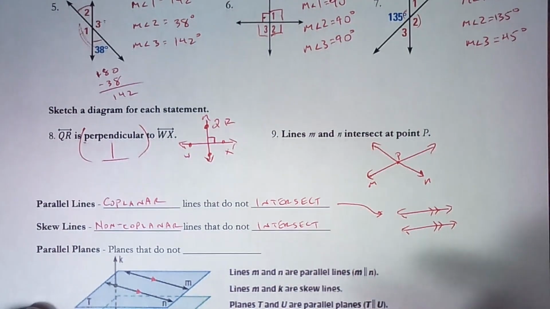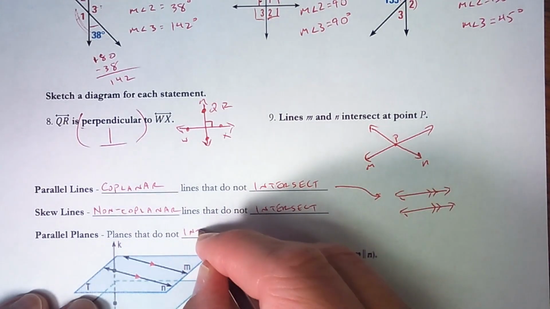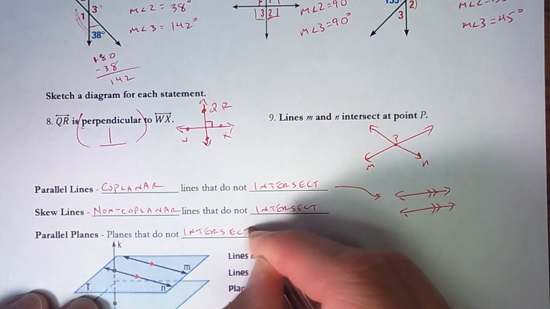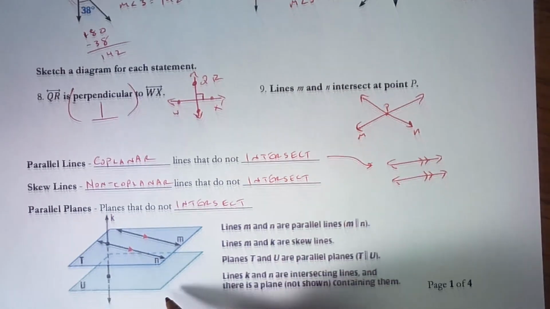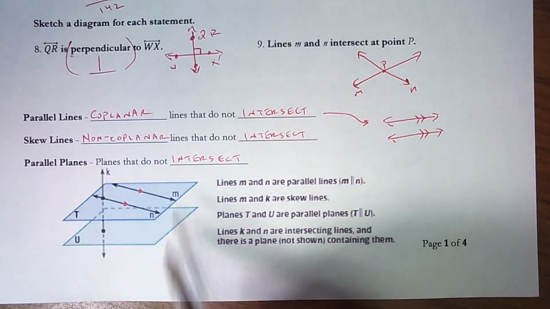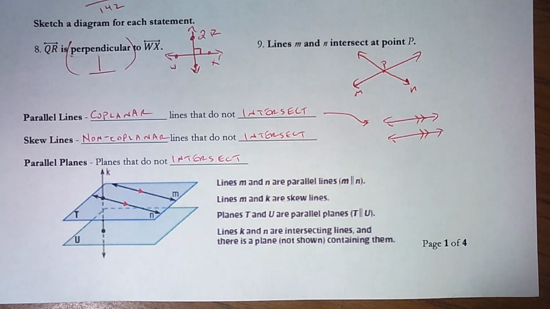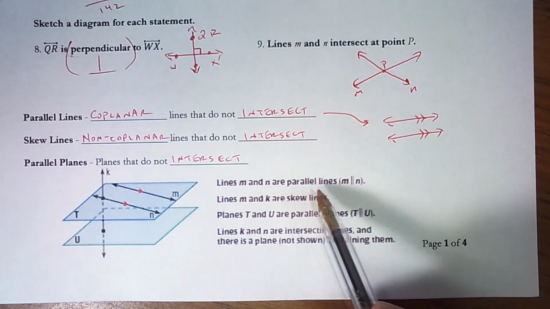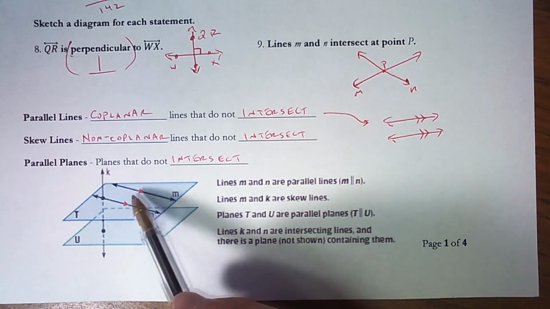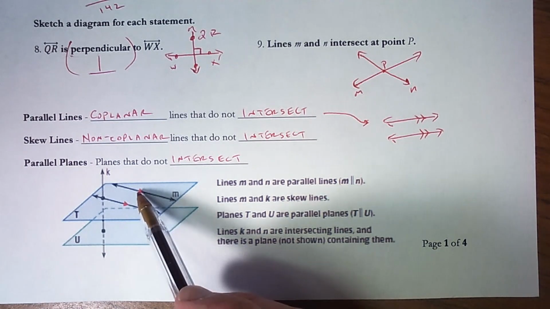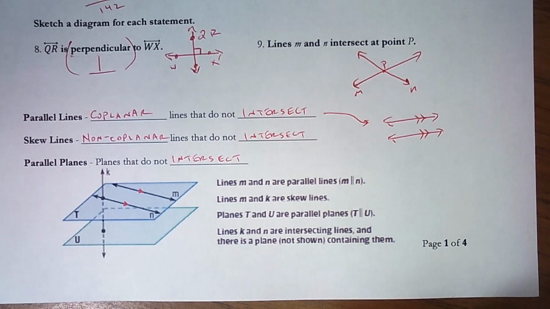Parallel planes are planes that do not intersect. Like in this picture, the blue plane and the green plane here are parallel planes. Plane T and plane U will not intersect each other. Okay, so lines M and N are parallel. See the extra arrow there? That says they are parallel to each other.